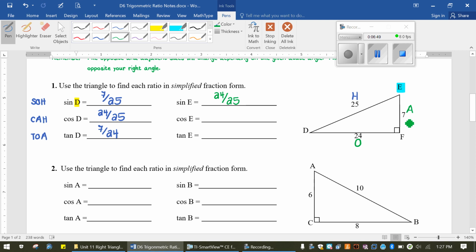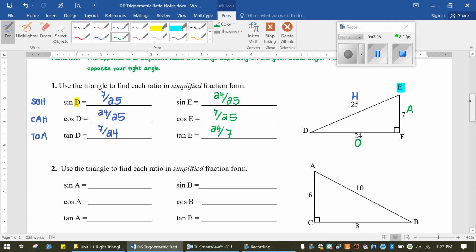Adjacent side of E is 7, hypotenuse still 25. Tangent, opposite over adjacent, 7.